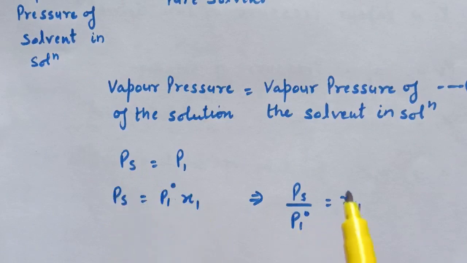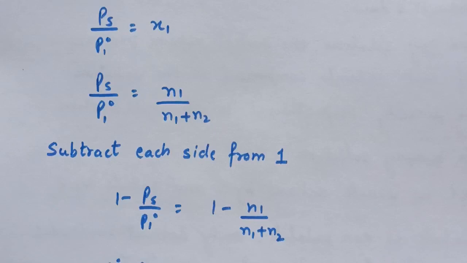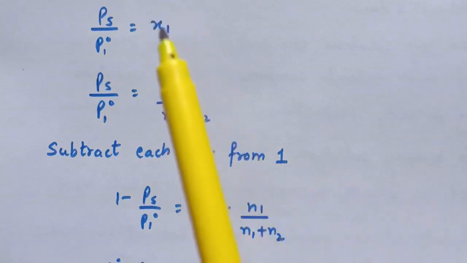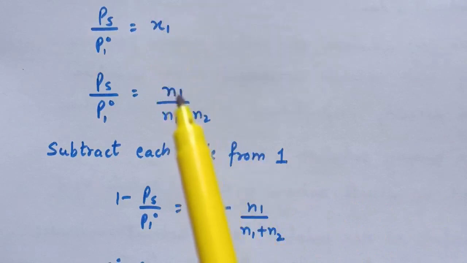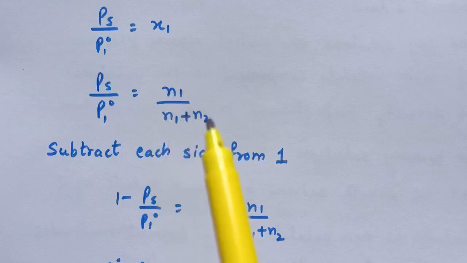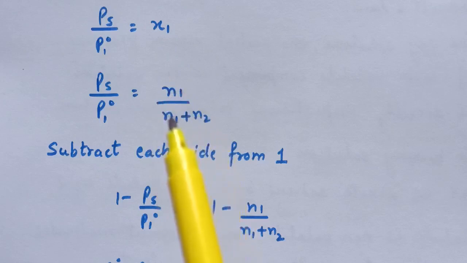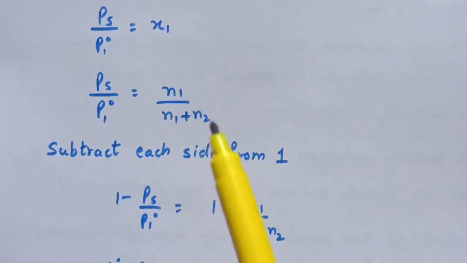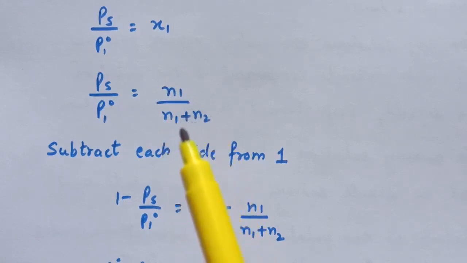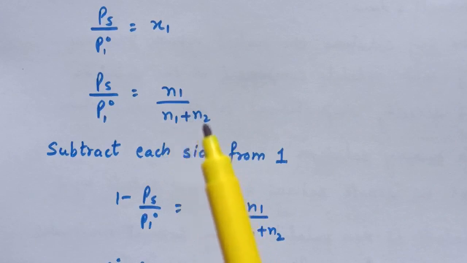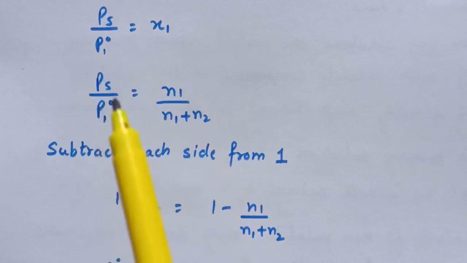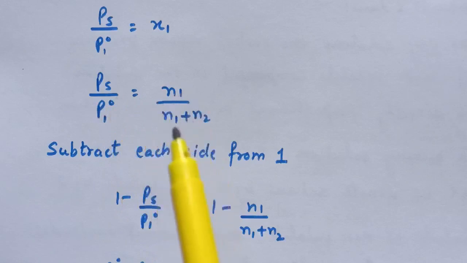So from here, the expression for mole fraction of component 1, that is the mole fraction of solvent, will be equal to PS upon P1 naught. Now here two components are in the solution, so we can write the mole fraction for component 1 as the number of moles of component 1 upon the total number of moles. Component 1 represents the solvent and component 2 represents the non-volatile solute. So PS upon P1 naught will be equal to N1 upon N1 plus N2.